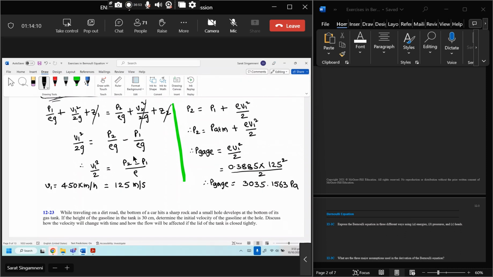Now the second part of the question, part B, is at V1 equal to 1050 kilometers per hour. V1 becomes equal to 292 meter per second. 292 meter per second is way above 125 meter per second. We need to check one fundamental point here, that is the Mach number.